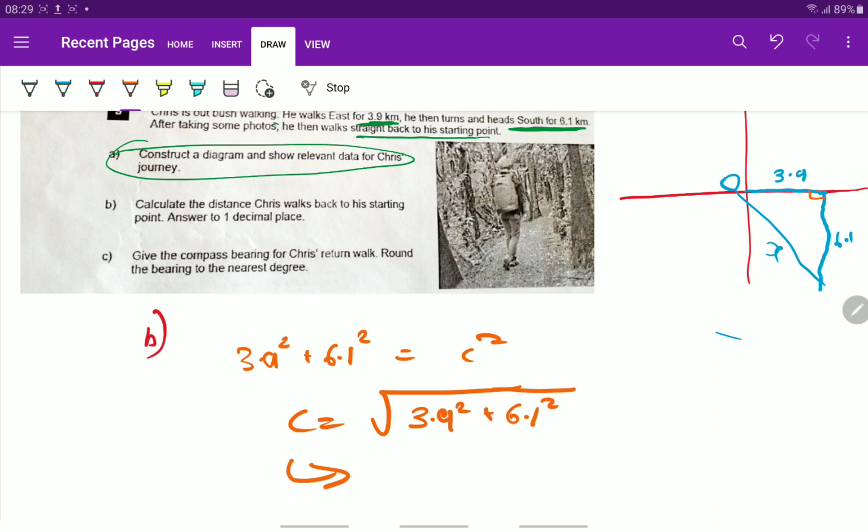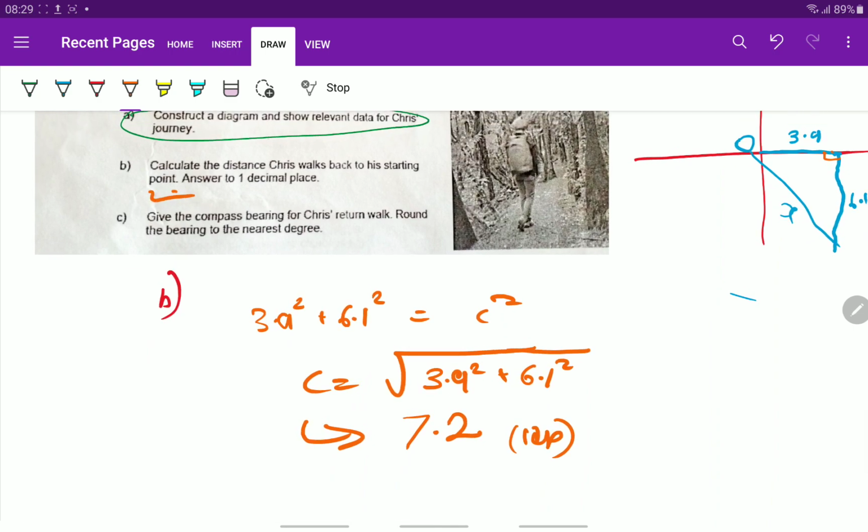Putting that into your calculator, which I shall do right now, root of 3.9 squared plus 6.1 squared should give you 7.2 kilometers rounded to 1 dp. So to answer this question to 1 dp, 7.2 kilometers.